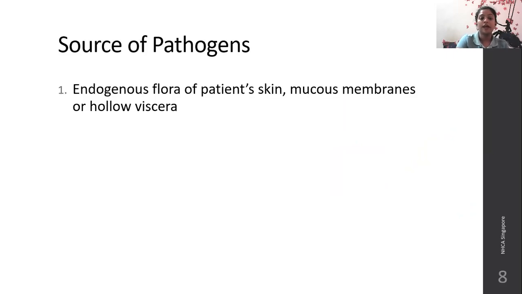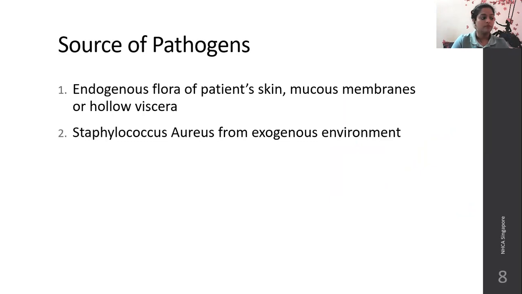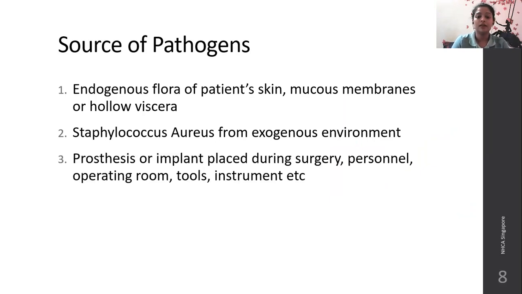Source of pathogens: endogenous flora of the patient's skin, mucous membrane, or hollow viscera. The flora which is already present within the body can become a source of pathogen. Staphylococcus aureus from the exogenous environment, maybe from the hand, or it has been transmitted from the healthcare professionals who were part of the surgical procedure. Okay, so that can be a source of Staphylococcus aureus infection.